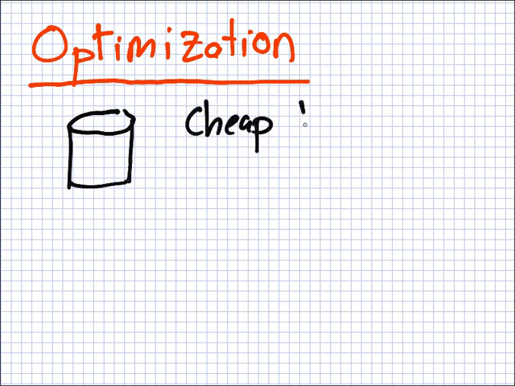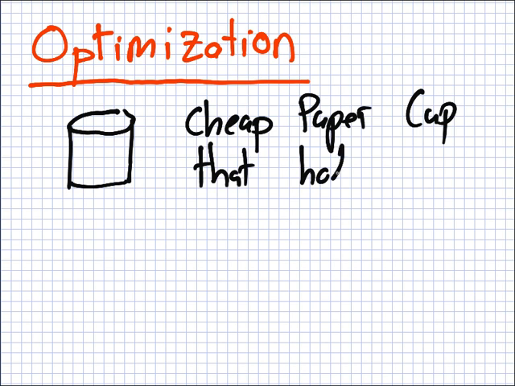Let's suppose, and this would be an exam type of question, you want to make a cheap paper cup that holds 300 cubic centimeters of liquid. So a cup like this. You want to make a paper cup like this. Okay?